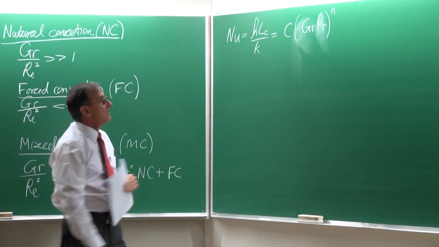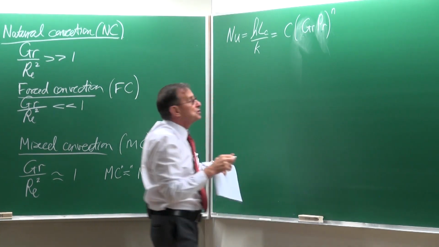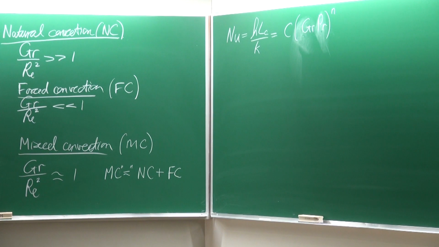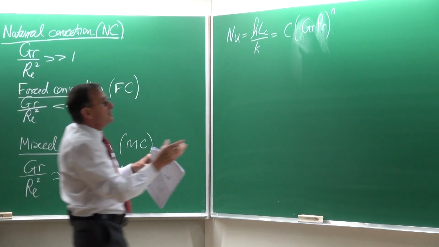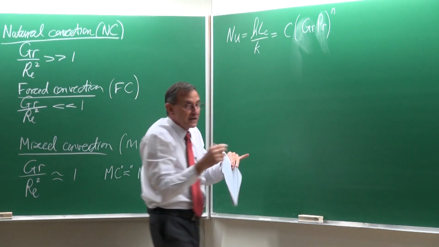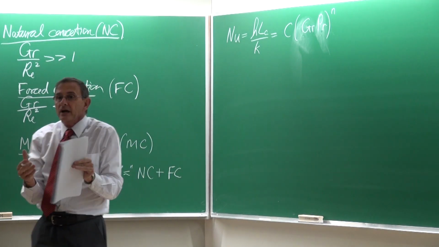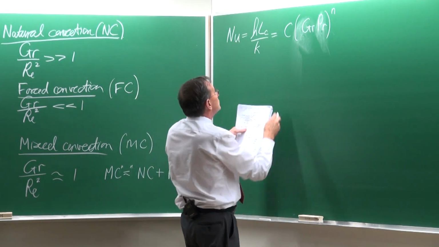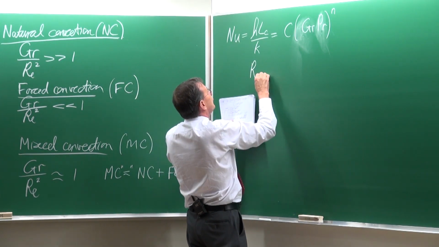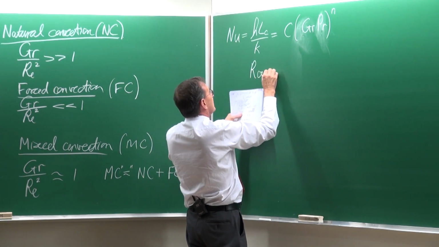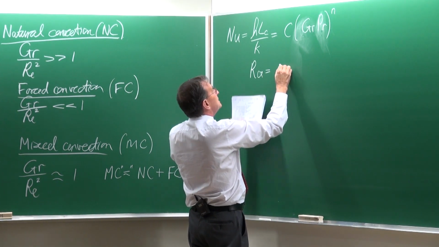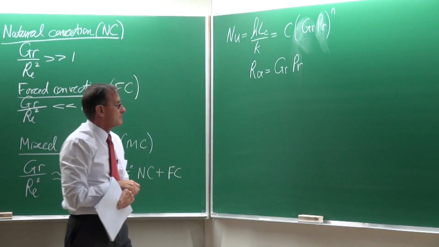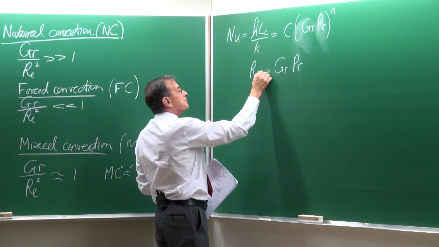Grashof times Prandtl. With many of the empirical correlations and experiments, usually those two terms are next to each other. They are both non-dimensionalized values, and therefore we would refer to that as the so-called Rayleigh number. The Rayleigh number is just equal to the Grashof number multiplied by the Prandtl number.